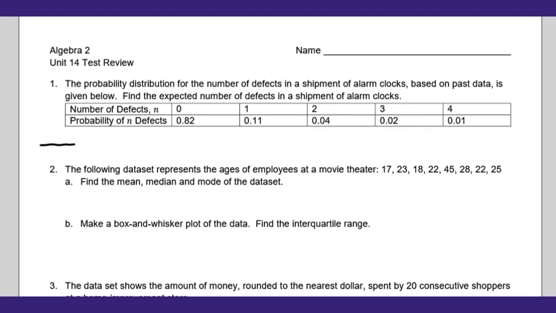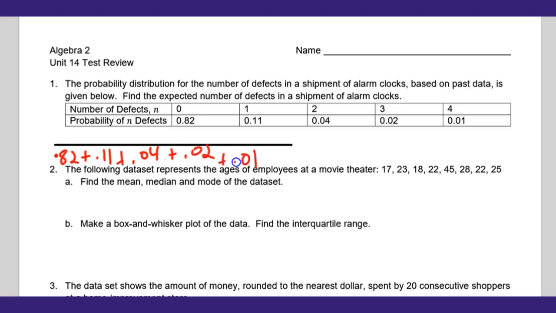All right, so actually let me use this tool right here to make a straight line because you guys know I can't write that well. I think that'll suffice. So what we got here is at the bottom we're going to have 0.82 plus 0.11 plus 0.04 plus 0.02 plus 0.01.